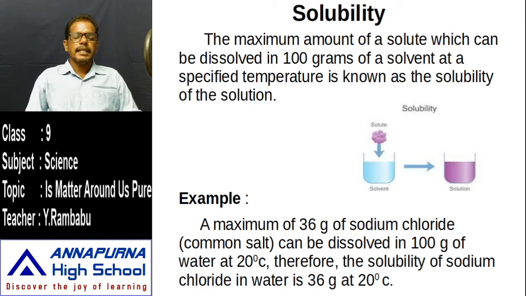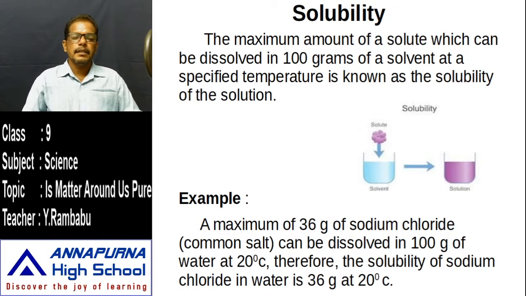For this activity, take 100 grams of water in a beaker. What is taken? 100 grams of water. At which temperature? 20 degrees Celsius. Why? While expressing solubility, we have to express the temperature and the nature of solute and solvent also. Why? Later we will learn.